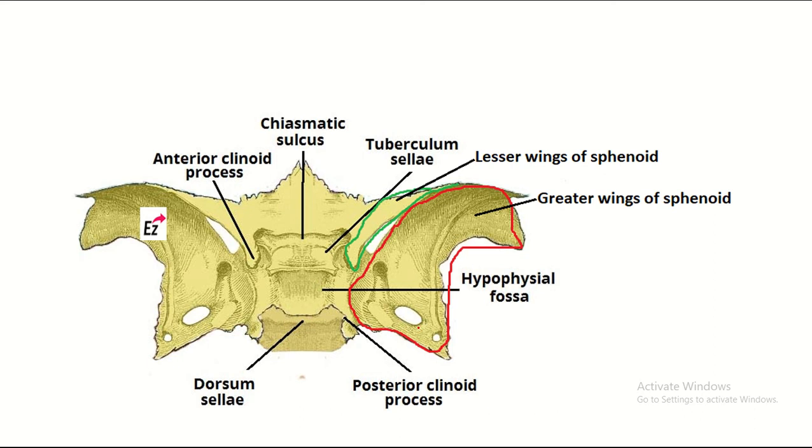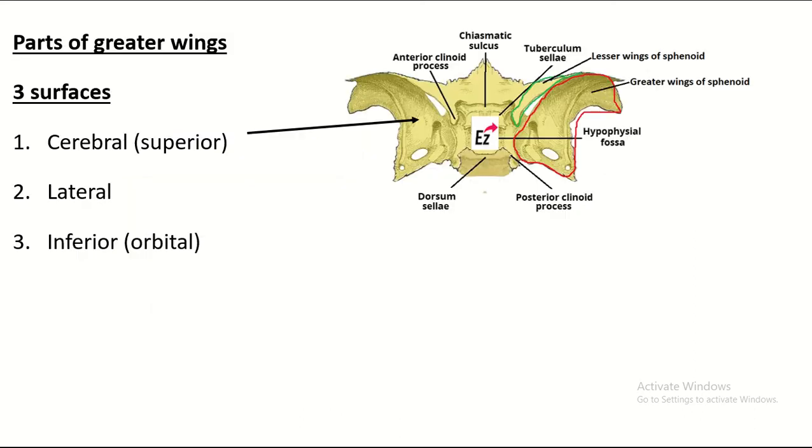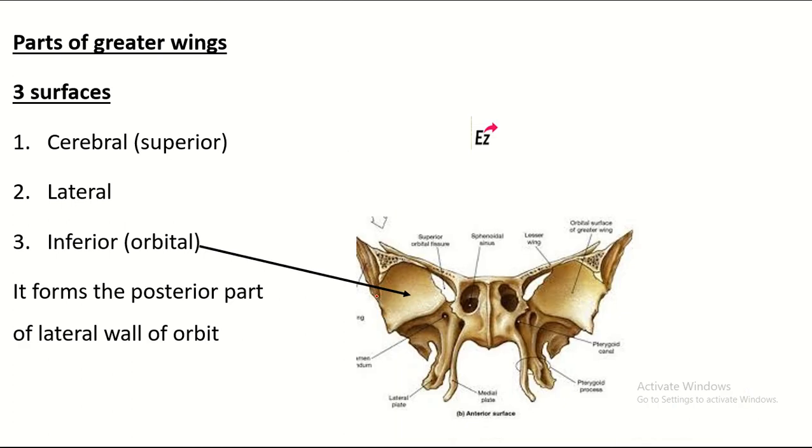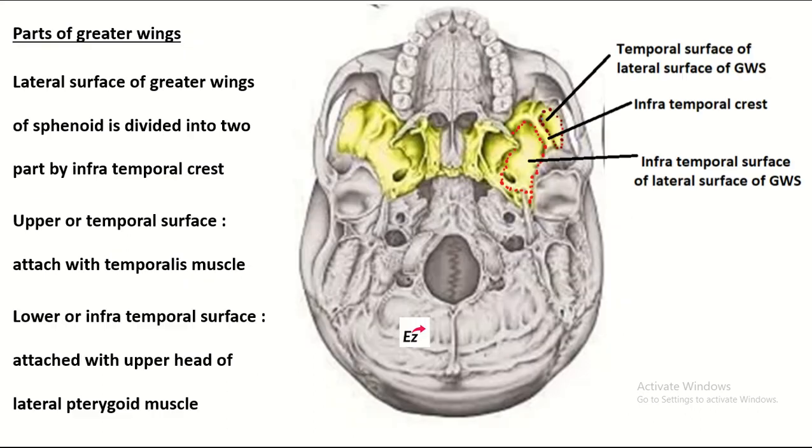These are the greater wings of the sphenoid. This is deeply concave and it has three surfaces: cerebral surface, the lateral surface, seen from the lateral view, from the inferior view, and from anteriorly, and this is the orbital surface or inferior surface of the greater wings. The orbital surface forms the posterior part of the lateral wall of the orbit.